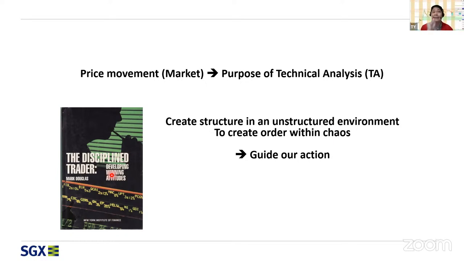That is when we need to create structure in the unstructured environment. We need to create order within chaos. In other words, we need rules. So TA, as you know now, after giving you the previous example, how I define SR level, how I created fair value, how I look at price action, all these are to create rules. Create rules for what? To guide our action, not to tell the market what to do, all right?